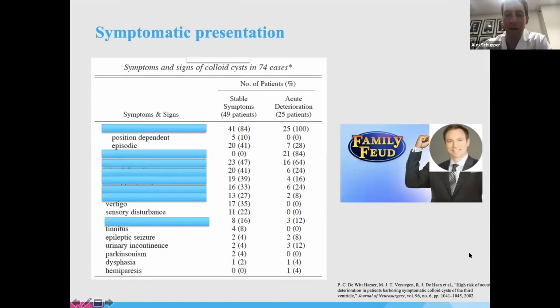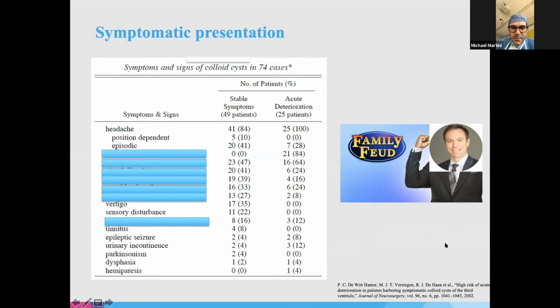So now, time to play the Chris Kellner family feud. Mike, what do you think is the most prevalent symptom? We just talked about it, but what do you think is the number one symptom of stable patients, asymptomatic patients, and patients who are having acute deterioration? Number one reason or number one complaint? Headache. Yeah, exactly. Headaches. Great guess.